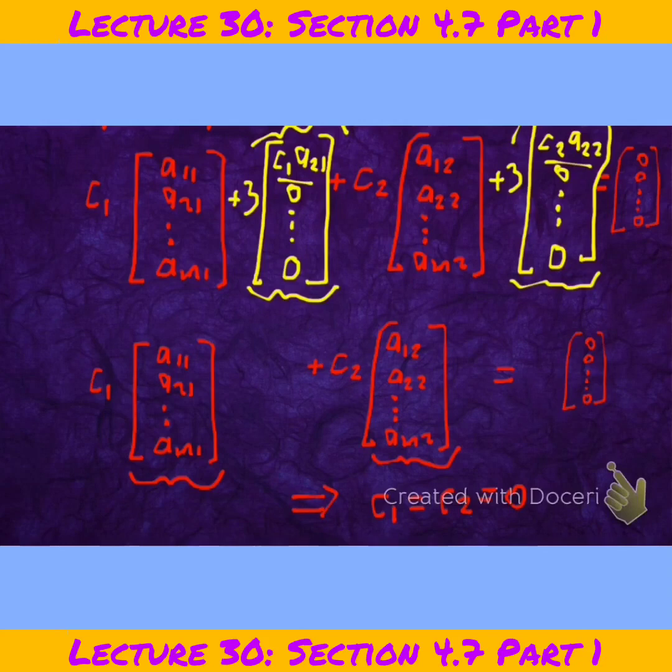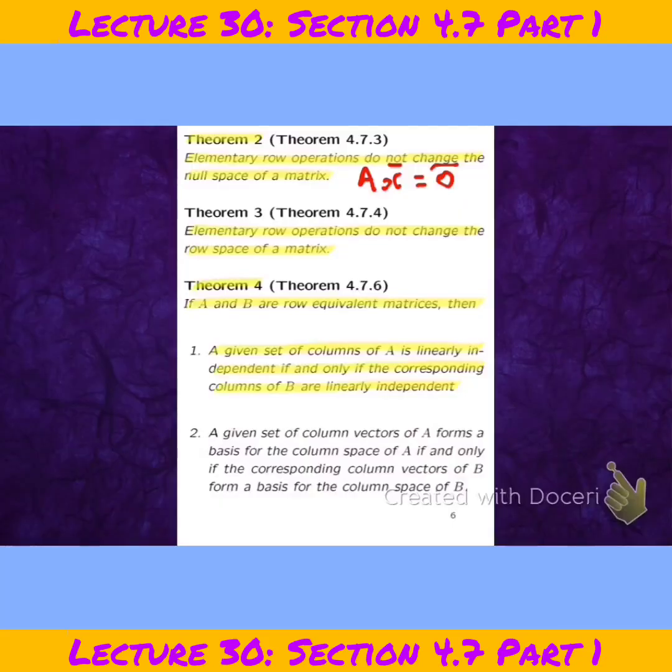Right, so the second part: if we're given a set of column vectors of the matrix A, and that set forms a basis for the column space of A, that happens if and only if the corresponding column vectors of B also form a basis for the column space of B. Right, so you can't have one without the other. That's if A and B are row equivalent.